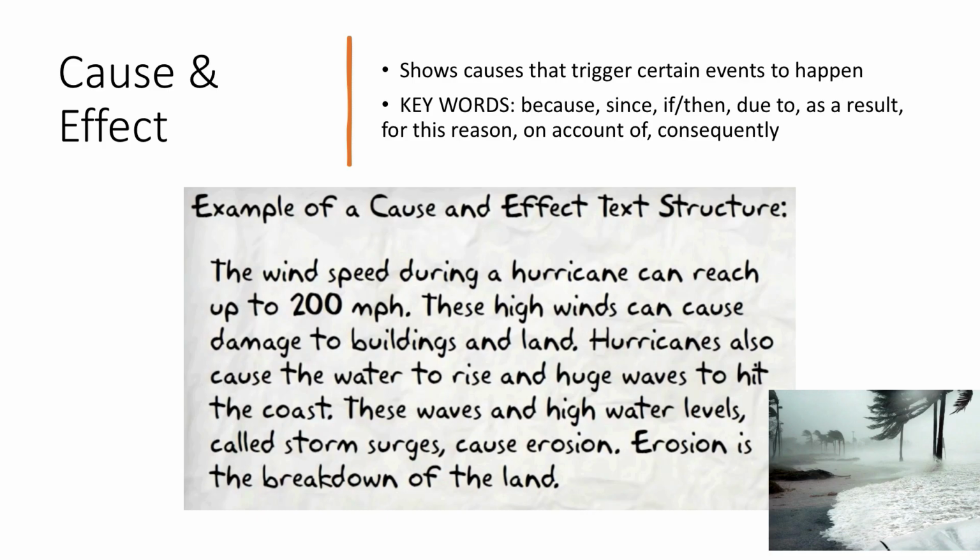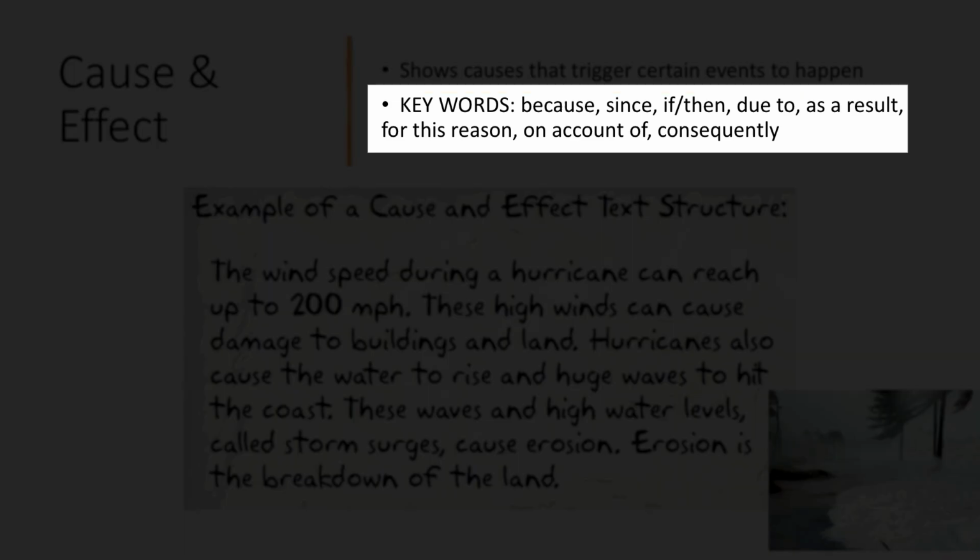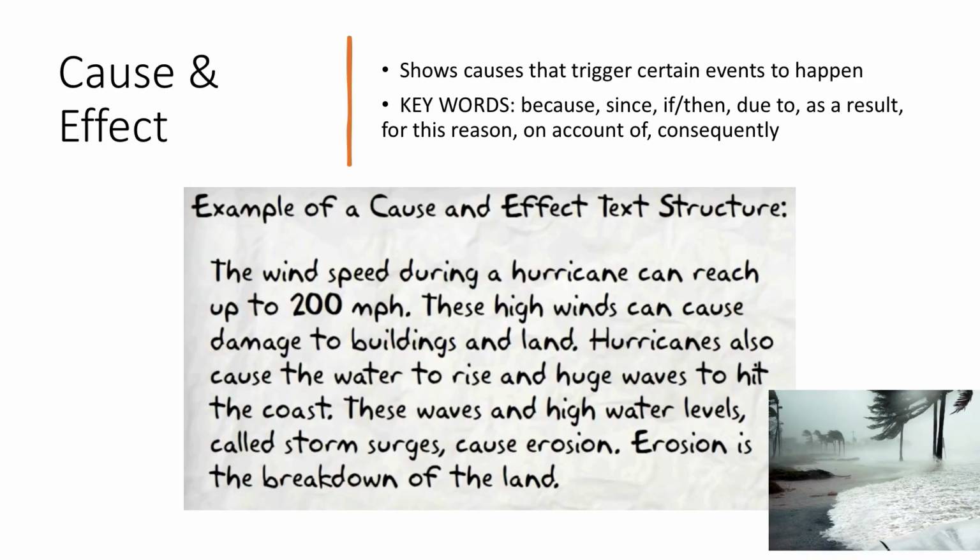And our last text structure is cause and effect. The cause and effect will show causes that trigger certain events to happen. So you will most certainly see keywords like as a result, or because, or since, consequently, for this reason, or if and then. So here is another example, this time of a cause and effect text structure.